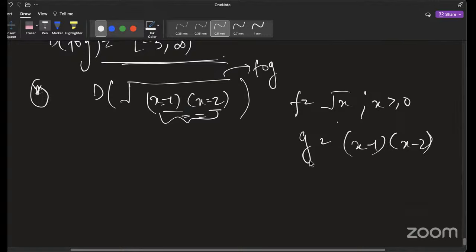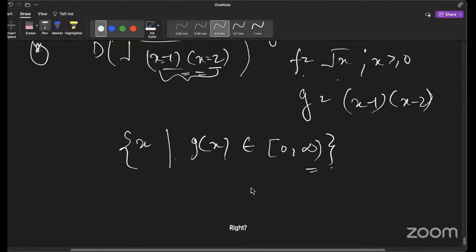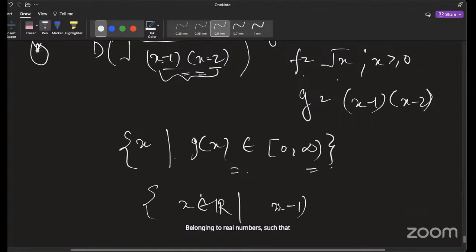So obviously your domain of g is R, we're not doing that part. And then you need x such that your g(x) is in domain of f. Domain of f is again 0 to infinity, right? So your x from here, we're not doing those steps that we did previously. So from here you will get x belonging to real numbers such that (x minus 1)(x minus 2) is greater than or equal to 0, right?